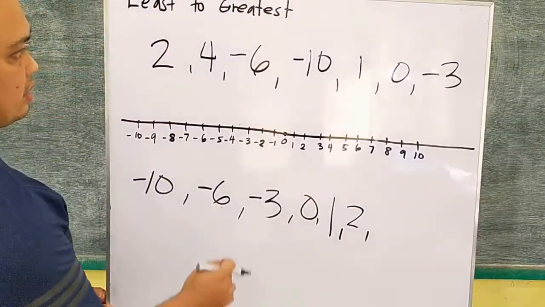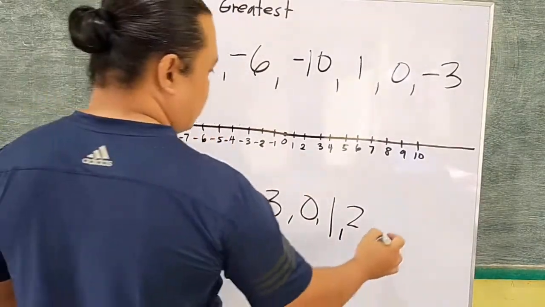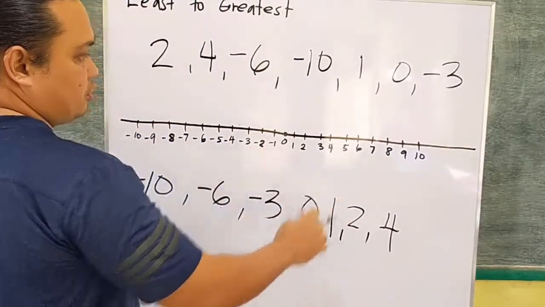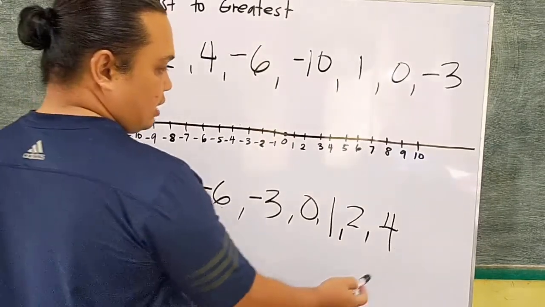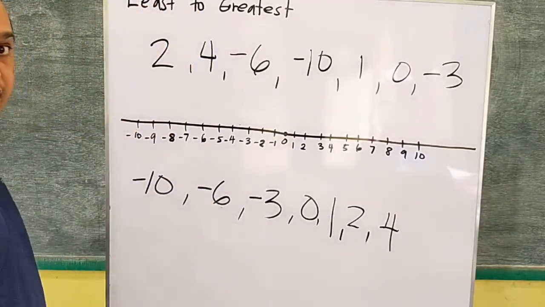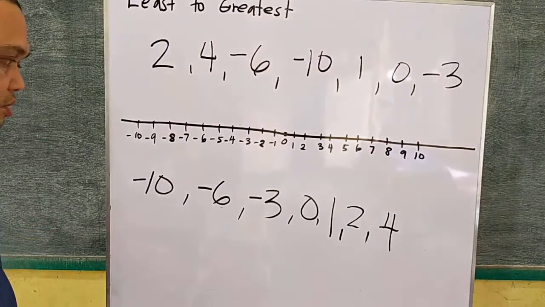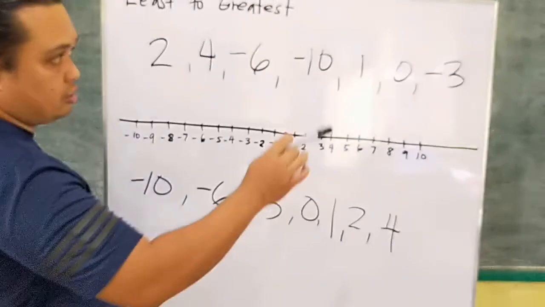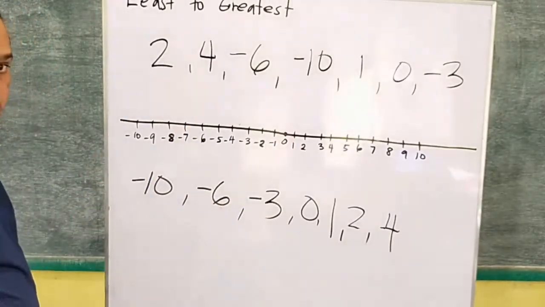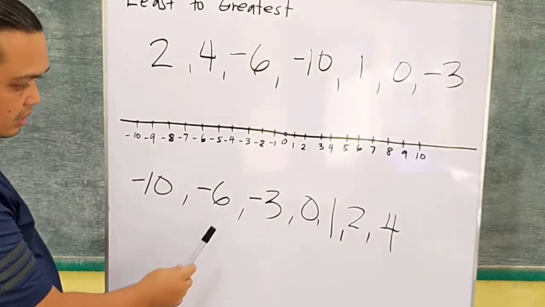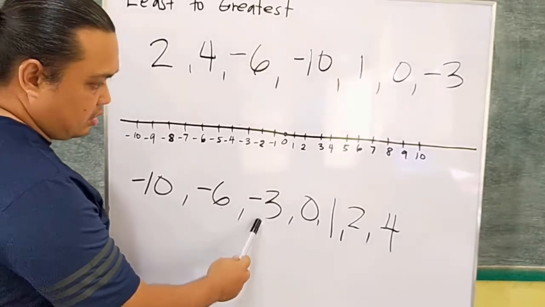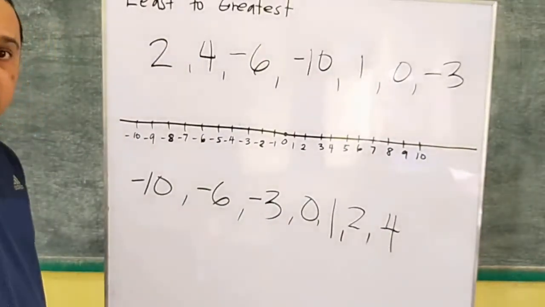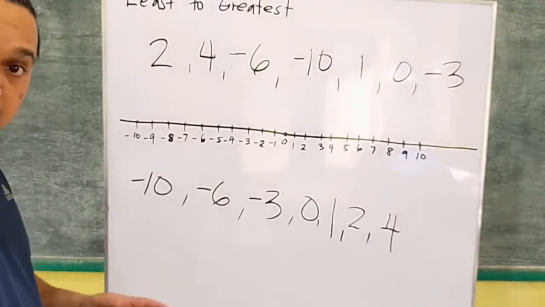Okay. And 4. That's the fourth number to the right of 0, meaning the 4 here has the greatest value compared to them all. Okay, so we have arranged the set of integers from least to greatest. Okay, negative 10, negative 6, negative 3, 0, 1, 2, 4. Okay, so let's have some more examples.